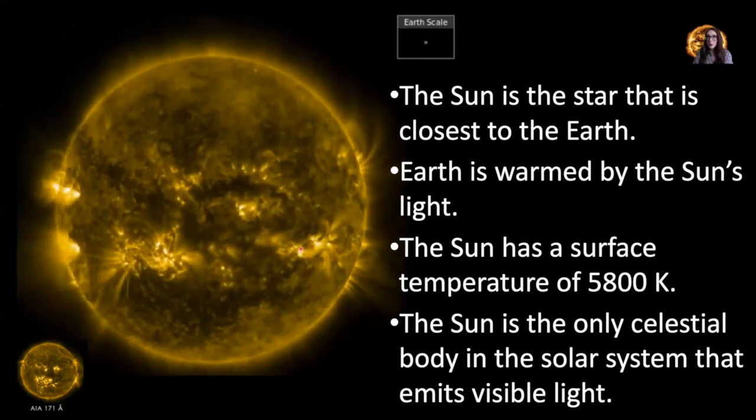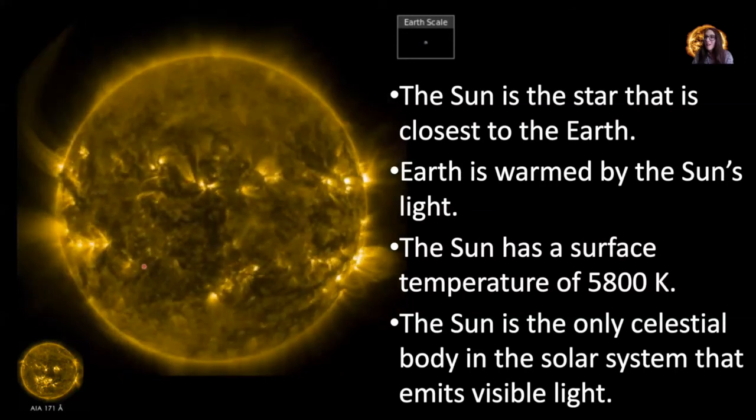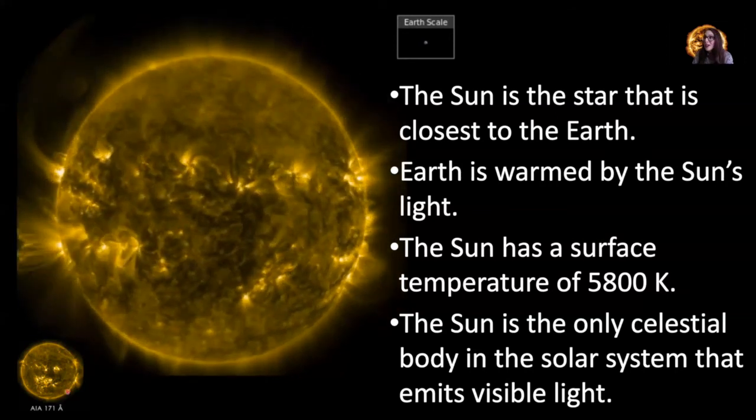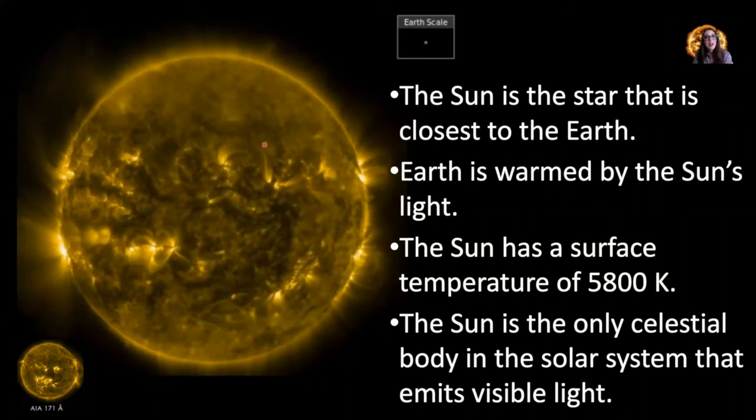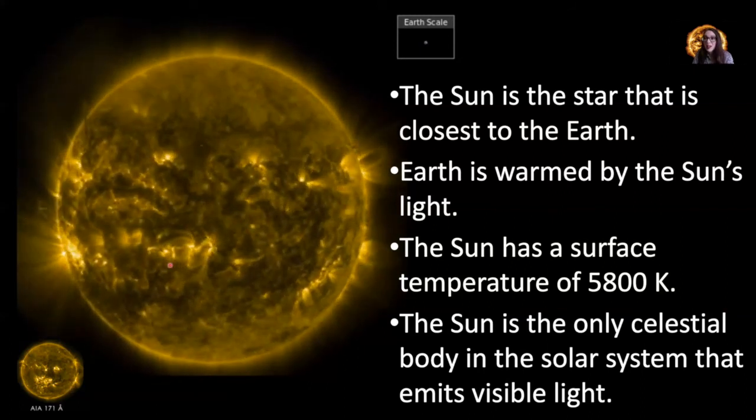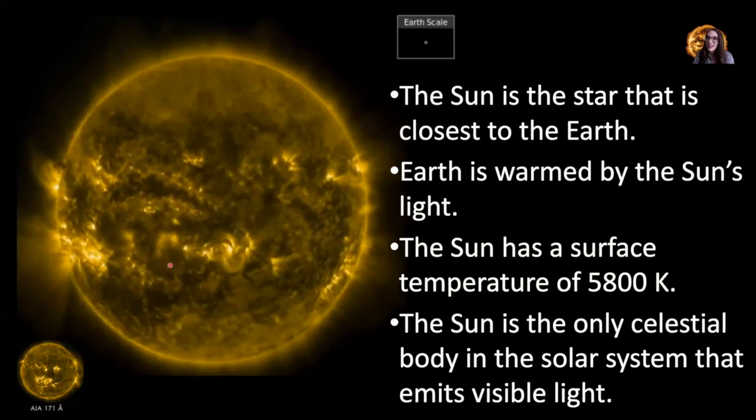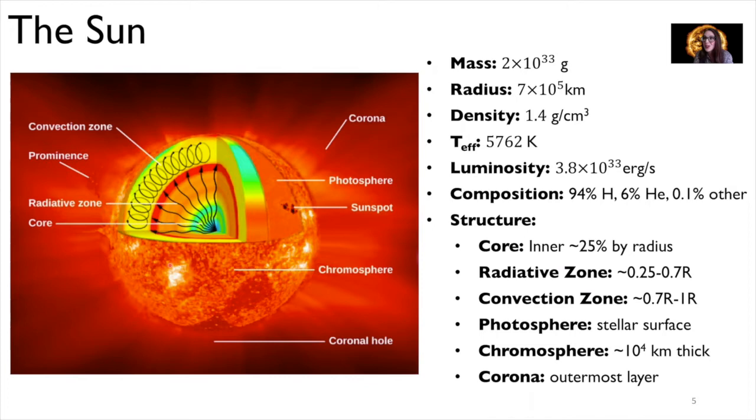This is an actual spacecraft observation taken of the sun in our 171 angstrom wavelength of light, and you can see these big loops of magnetism attached to the sun's surface. These are loops of magnetic field. Our sun has a mass of 2 times 10 to the 33 grams, a radius of 7 times 10 to the 5 kilometers, an average density of 1.4 grams per cubic centimeter. Water has a density of 1 gram per cubic centimeter. So the sun's average density is more than that, but different parts of the sun's atmosphere achieve different densities.